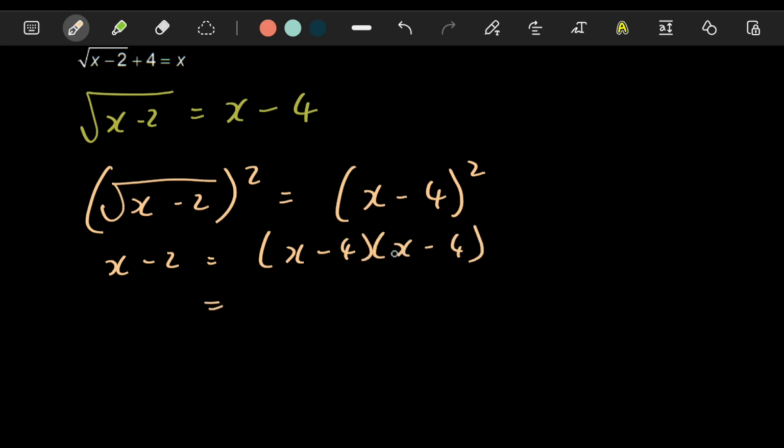So simplifying this, it's x times x, it's like x squared. And then x times -4 gives you a -4x. And then -4 times another x gives you another -4x. So those two would give you a -8x. And then here, -4 times -4 gives you a 16. So this, if you FOIL out everything, this is what you end up with.